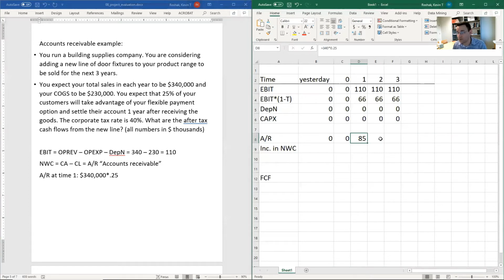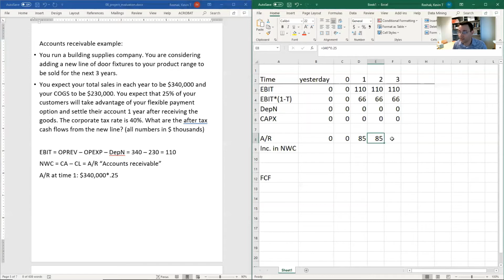How about at time 2? Well, what happens at time 2? These folks, they owe us $85, so they pay us back at time 2. All the cash flows get settled after 1 year. So that 85 gets paid off, but what happens at time 2? Well, there are more sales of $340,000, and now they owe us for the $85,000 worth of stuff.